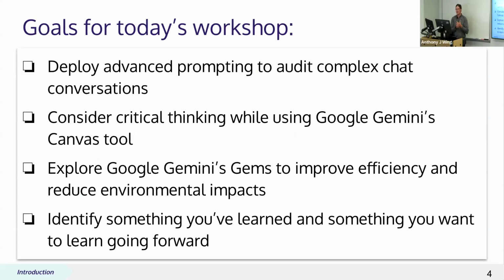So today, to take the next step, what we're going to look at is those advanced prompts that I had mentioned. And then we're going to consider some critical thinking while using Google Gemini's Canvas tool. And then we'll also explore Gems, what they're used for, building one, and then also maybe how you could reduce environmental impacts while using them. So we will talk a little bit about critical thinking in the age of AI today, as well as some of those environmental impacts tied to AI once again. And then we will wrap up, as always, with a little bit of a bookend. So something that you learned today, and then something that you're hoping to learn going forward that maybe wasn't talked about, or maybe you were inspired to think about, and you'll just share that with the group that you are in.